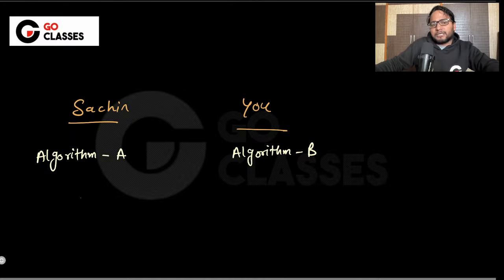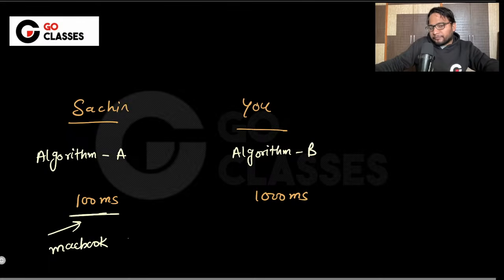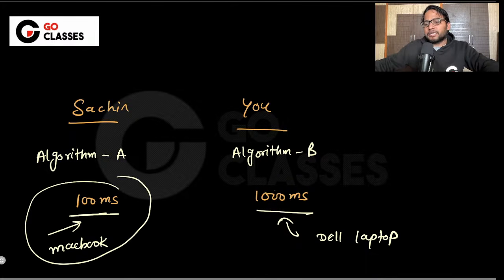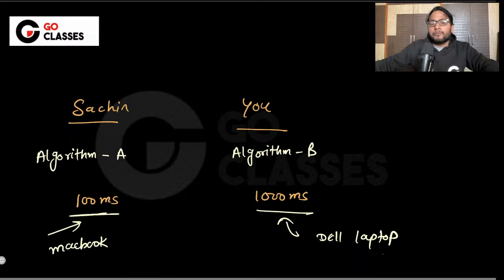Let's suppose my algorithm is taking 100 milliseconds and your algorithm is taking 1000 milliseconds. Then which one is better? It might be the case that I am running that on the MacBook, which is, let's suppose, a better machine than yours. You are running that on the Dell laptop. Some configuration is there, but let's not worry about it. If we want to compare algorithm A and algorithm B, it is not straightforward to just manually see which algorithm is taking how much time, because then the computer should be the same, and it will be very difficult to do that in the long run.